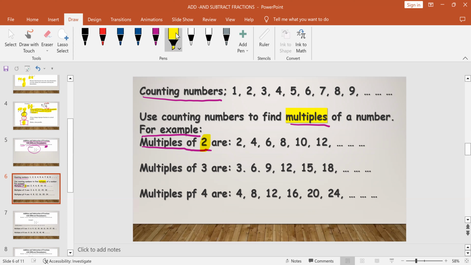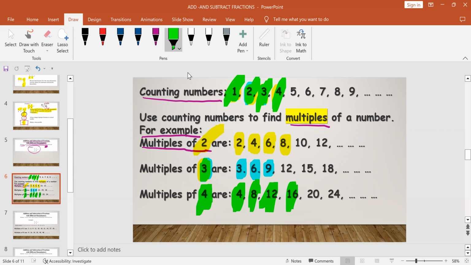So you see, if you know your multiplication table, you don't need this. So as advice, try to learn multiplication tables so you can save time. But otherwise, you need to write down the counting numbers, and if you want to find a multiple of a number, you use the counting numbers to do that. Again, we need this for the denominators. So let's go back to our question.